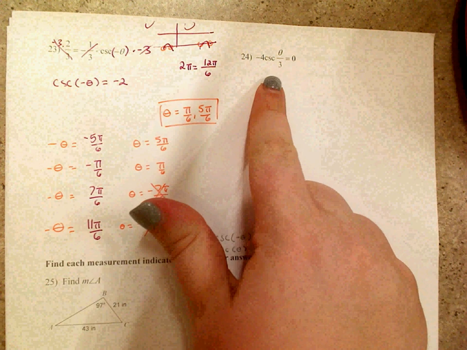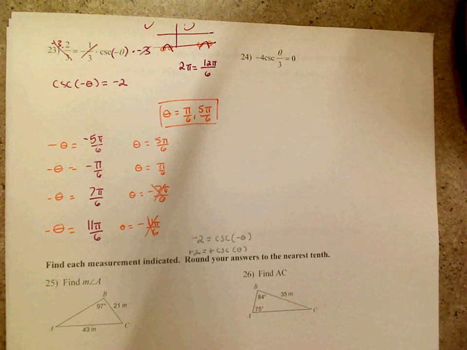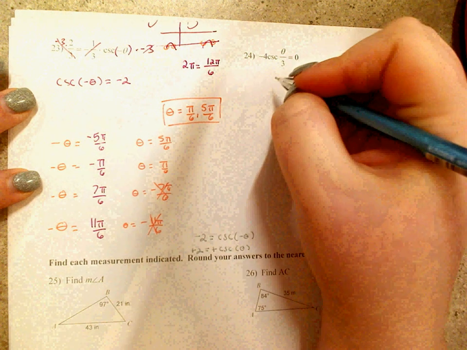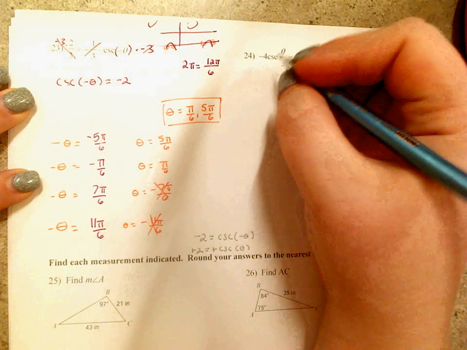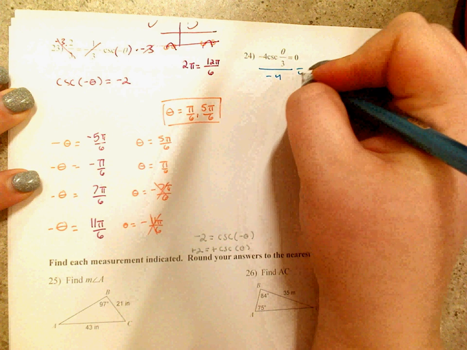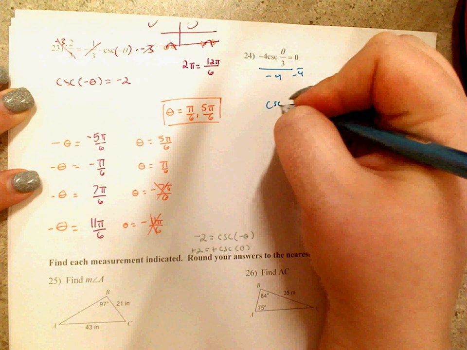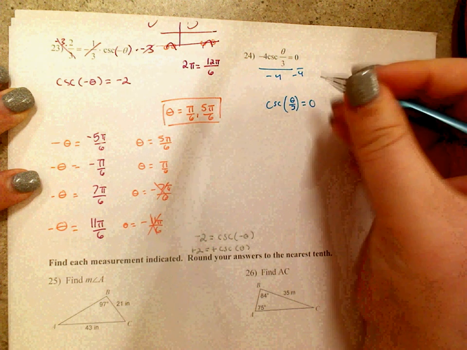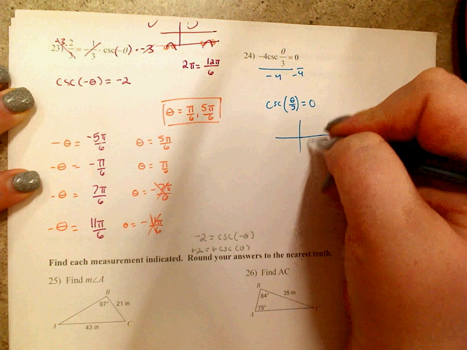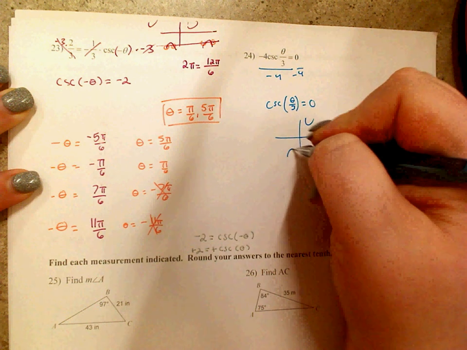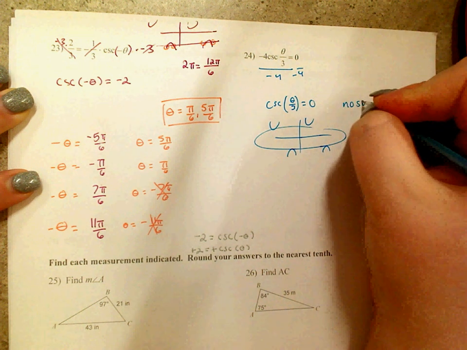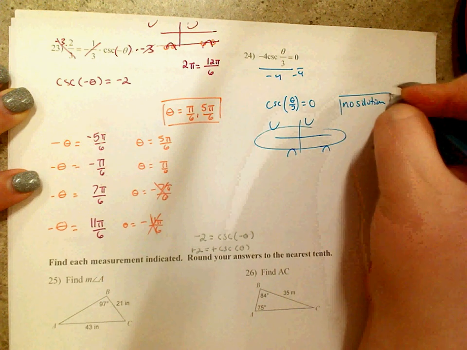1/3, that is a horizontal stretch by a factor of 3. So definitely don't need to be adding rotations on this one. Although I don't even think I need to worry about it, because when I divide by -4, I get 0. So cosecant of what angle divided by 3 gives me 0? The fact of the matter is that cosecant, which looks like this, never does equal 0. So there is no solution.